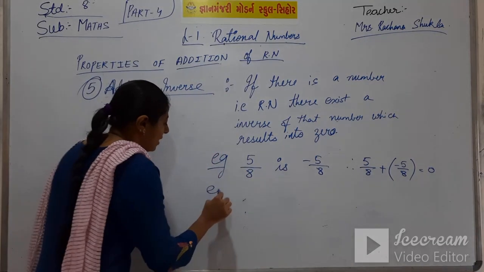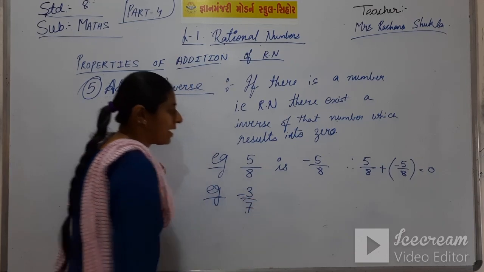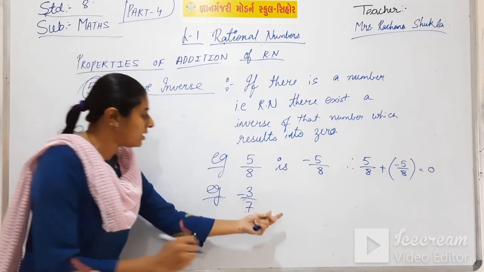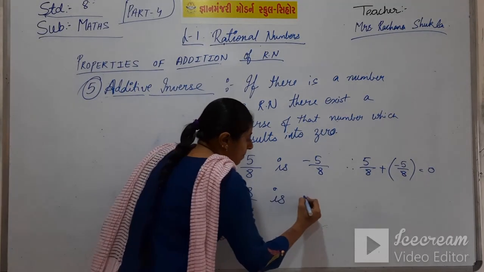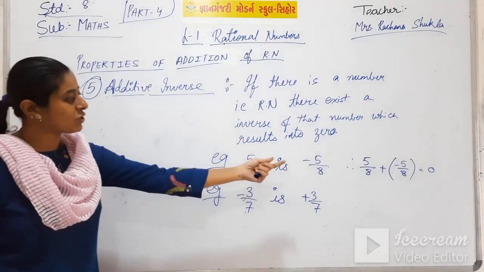So let's take a negative number, minus 3 upon 7. The additive inverse of minus 3 upon 7 is plus 3 upon 7. Now let's check it.